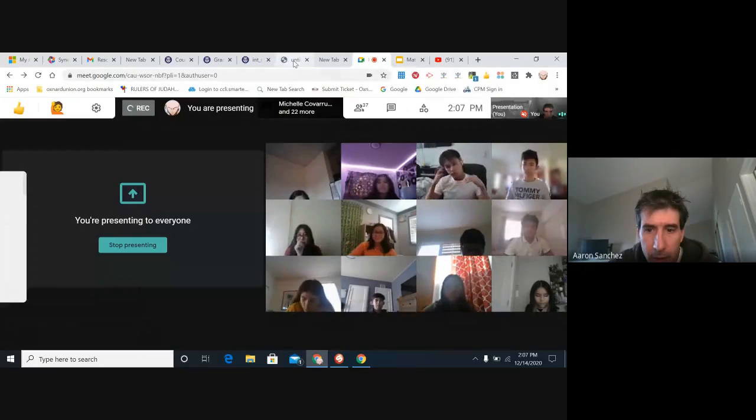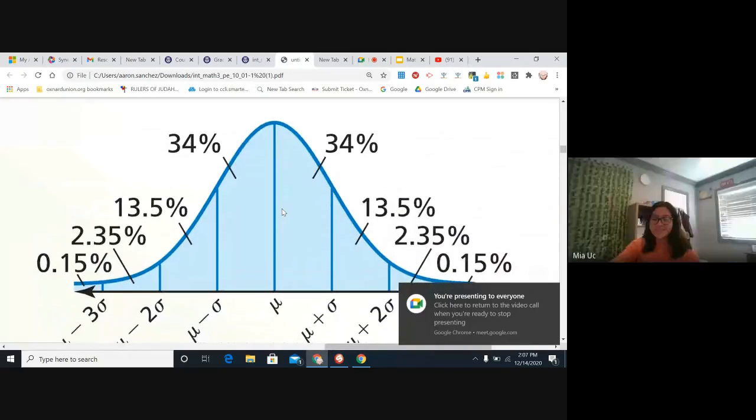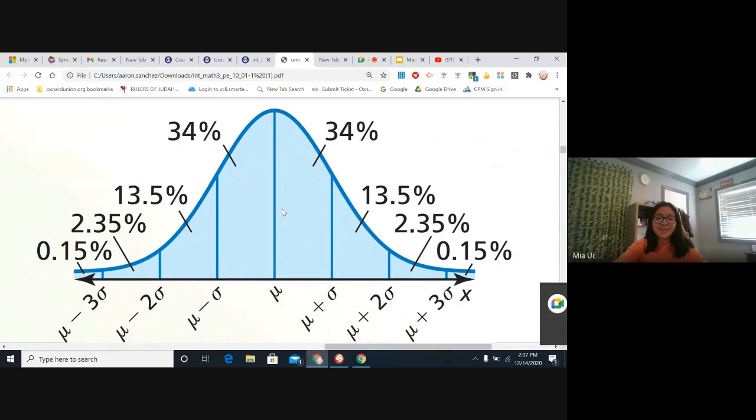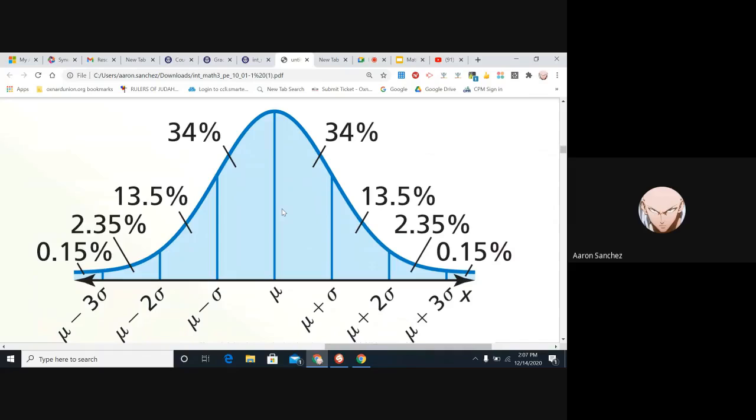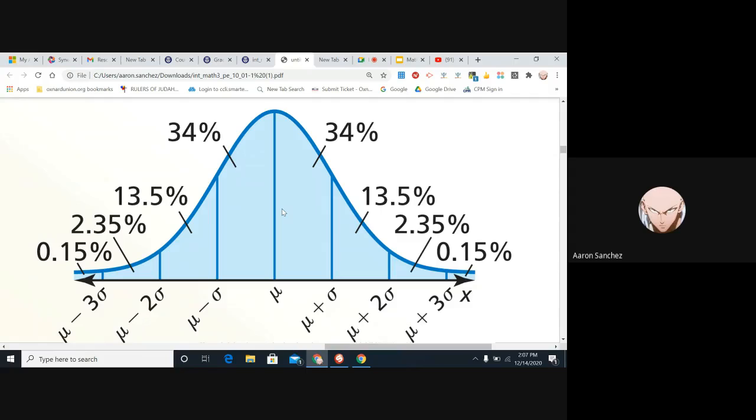Where's my picture? Mia. Yes. Did you get the picture? Yeah. All right, Rainier, how about you? Yeah. Soraya Fox, did you get the picture? Yeah. All right, cool. I'm gonna move on then, since we have the picture of this. Sounds like most of you do.